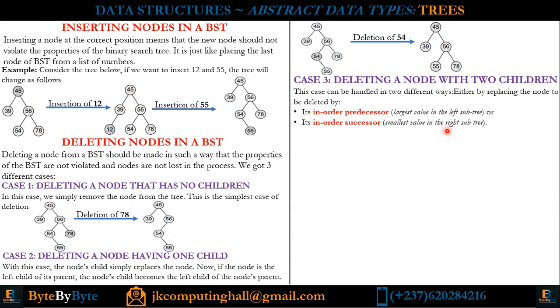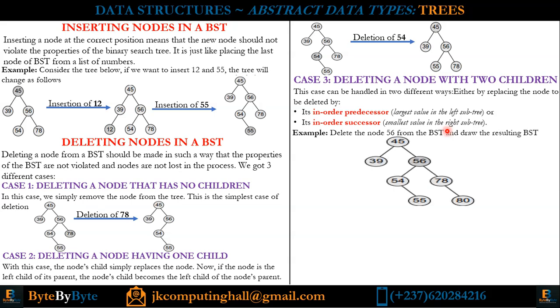In some, the father decides whatever he wants. But when it comes to trees, when a node dies, or let me say we are deleting here, deleting means that he died, we can replace him either by the in order predecessor or the in order successor. Let us look at an example. Delete the node 56 from the BST and draw the resulting BST.